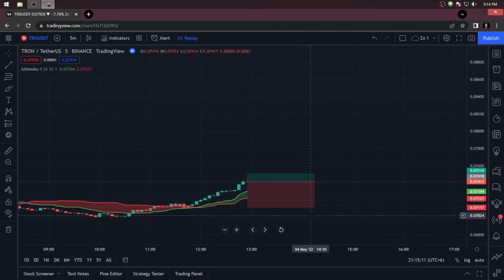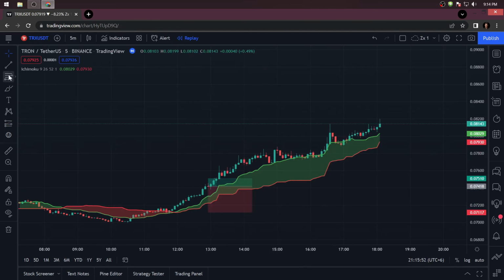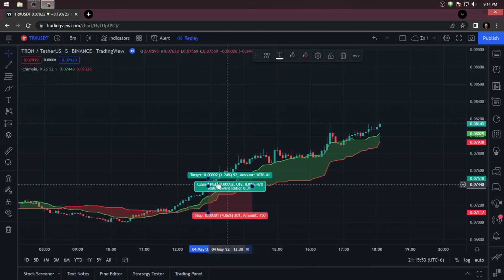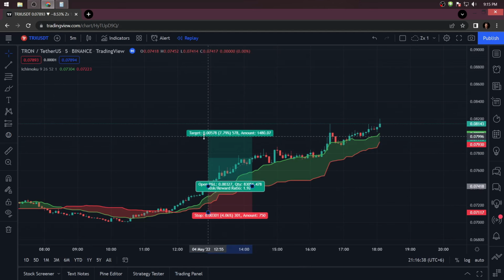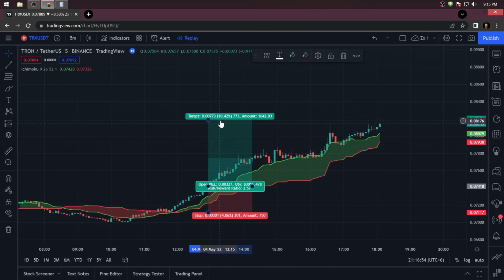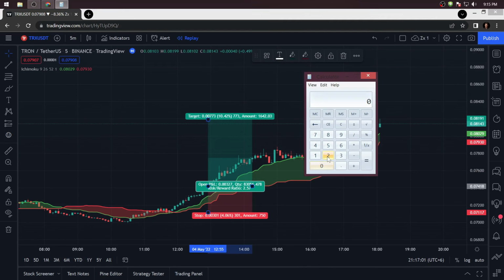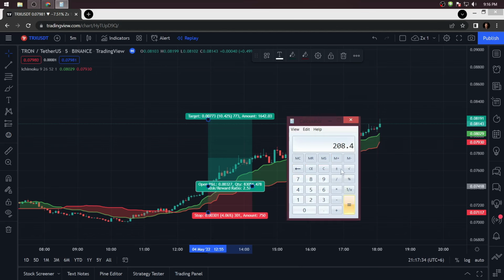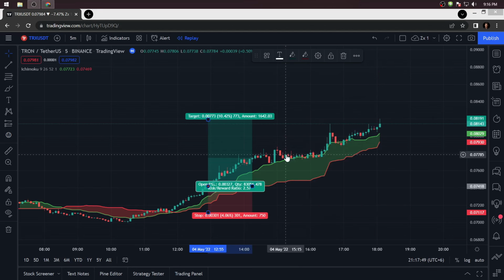After a few moments, you can see the price is going up, and with zero leverage our profit is 10.42%. So if you use 20x leverage, that means our profit is 208% from only one trade. So it's very profitable. So let's see how you can generate a sell signal.